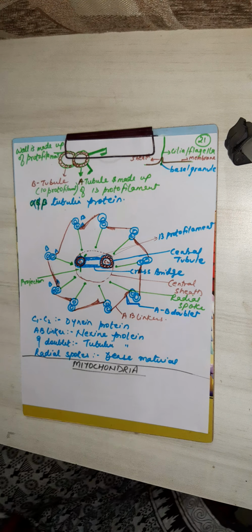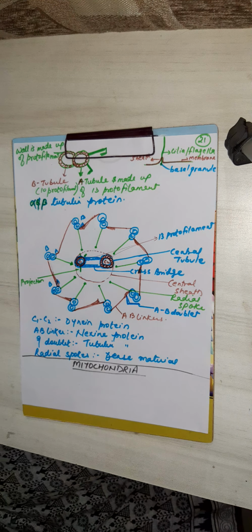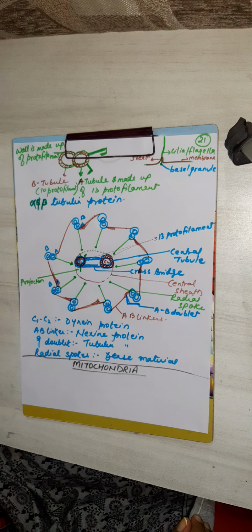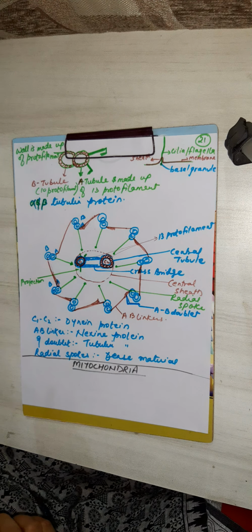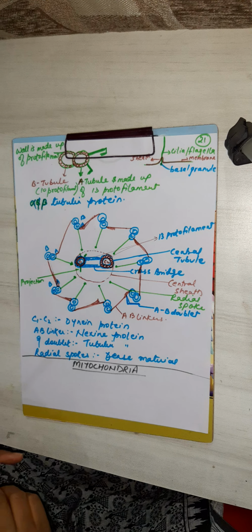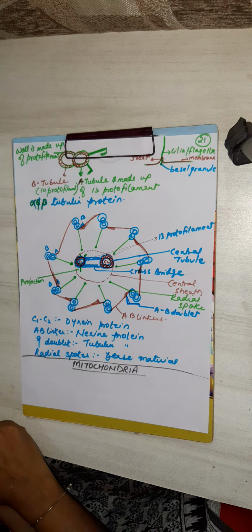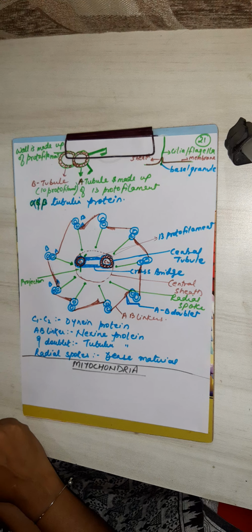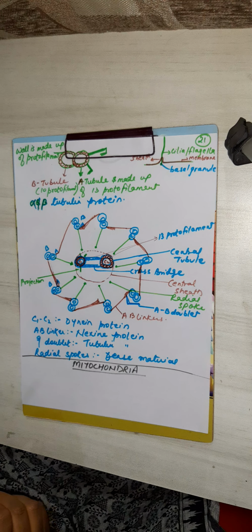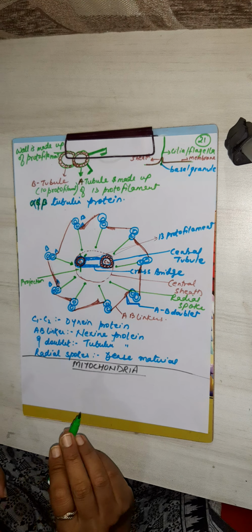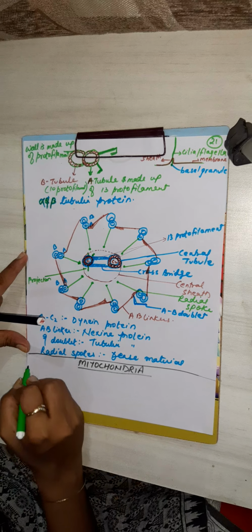Hello students, let's start with the next topic, organelle, that is mitochondria. Mitochondria is also known as the powerhouse of the cell. Why is it known as the powerhouse of the cell? And it is also known as a semi-autonomous organelle.